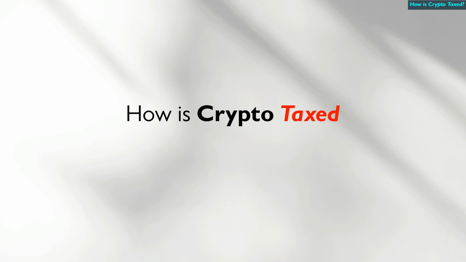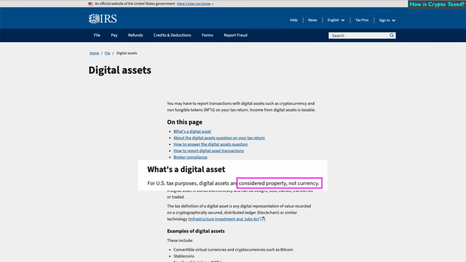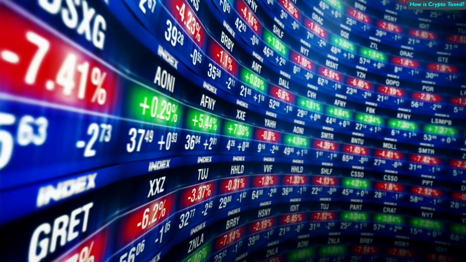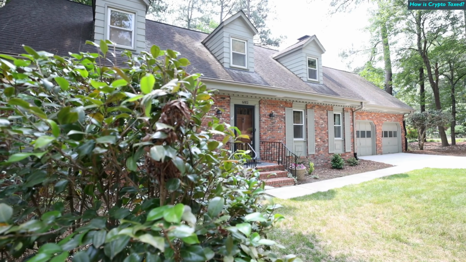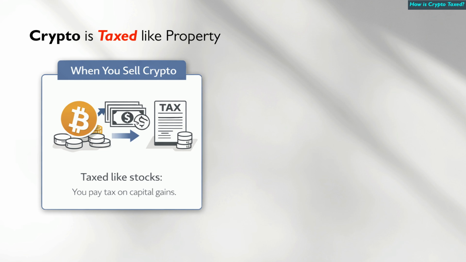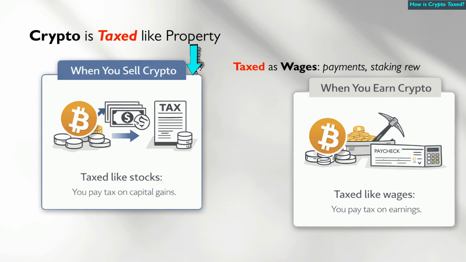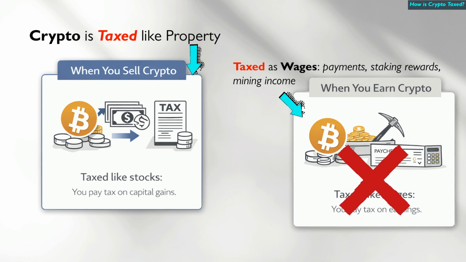And how is crypto taxed? Crypto is taxed as property, not currency. That means it is treated similar to stocks or real estate for tax purposes. If you sell or exchange crypto, it is taxed like a stock sale. You pay tax on the capital gain. If you receive crypto as payment, staking rewards, or mining income, it is taxed as ordinary income based on its value when you receive it. But we won't be covering that here. In simple terms, crypto is taxed like stocks when you sell it, and like wages when you earn it.